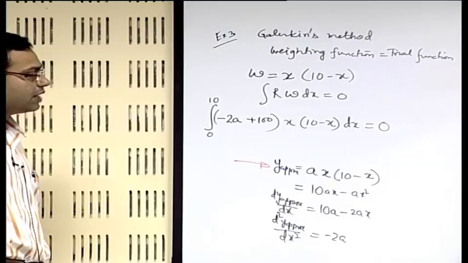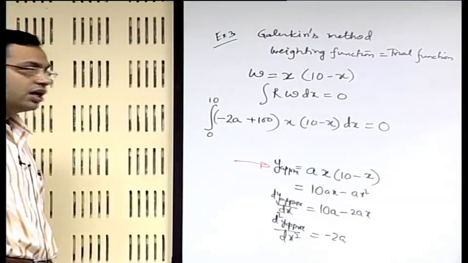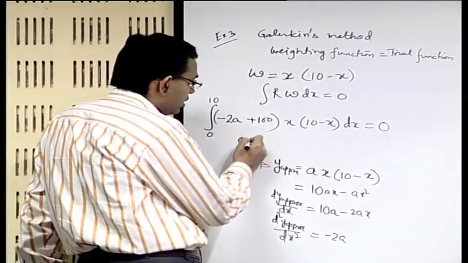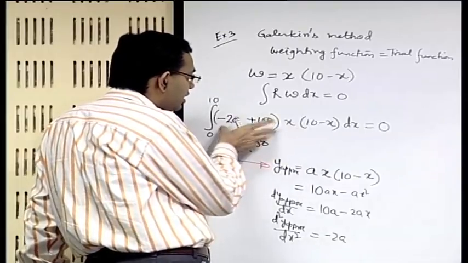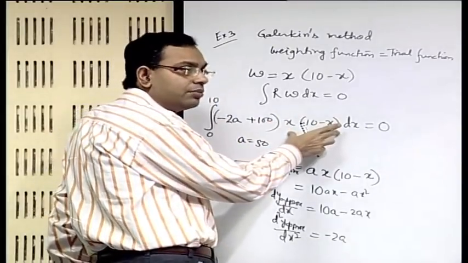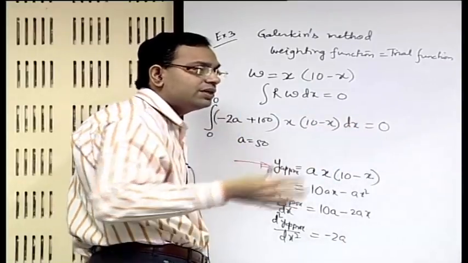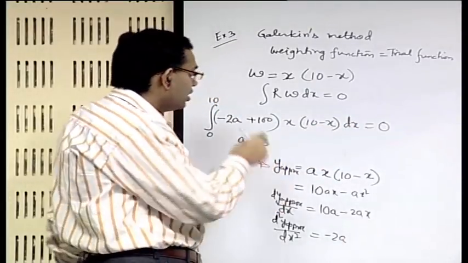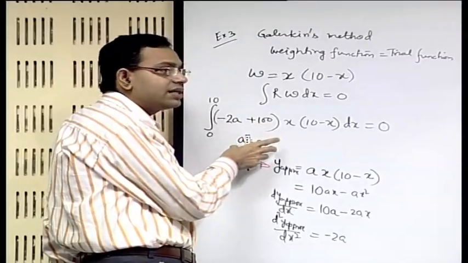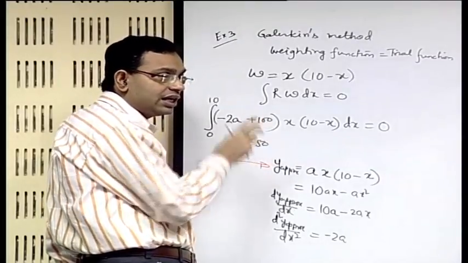So, what should be the value of a? A will be 50, because the remaining part of the integration, if you take this out of the integral, is just a number. Integral of x into 10 minus x dx from 0 to 10 will be just a number. So, that means effectively minus 2a plus 100 will be equal to 0, that is a equal to 50.